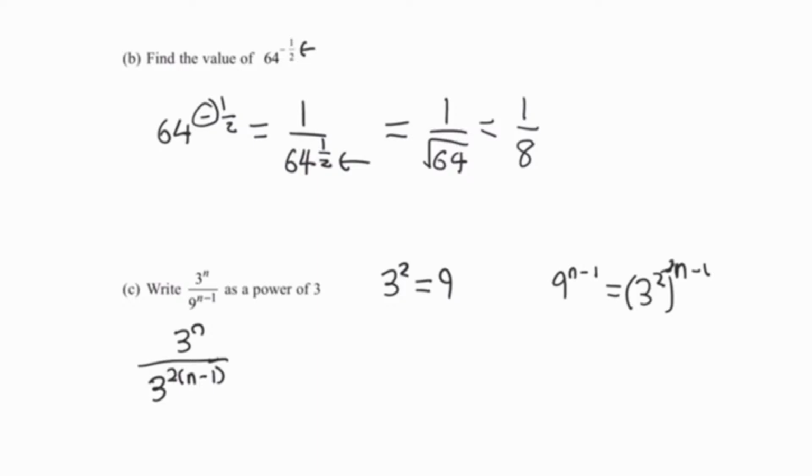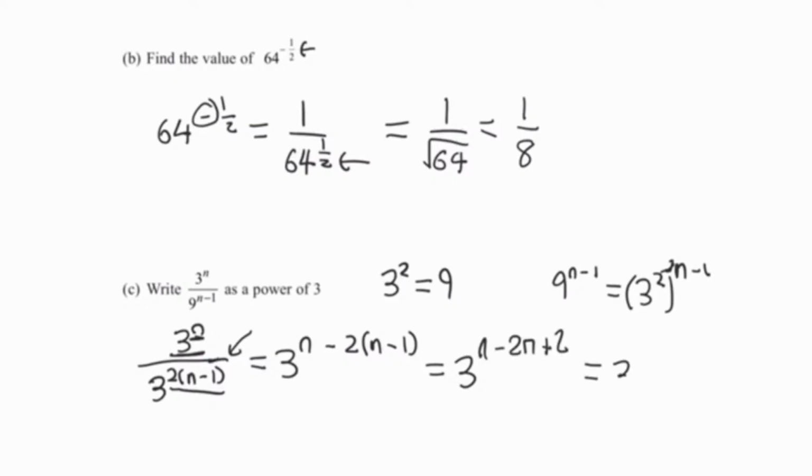Now how you calculate this is, if you remember, when you're dividing powers, you take the power of this one, take away that one. So you have 3 to the n minus 2 times n minus 1. If we just simplify that, we get 3 to the n minus 2n plus 2, which is 3 to the 2 minus n. And that will be our final answer.